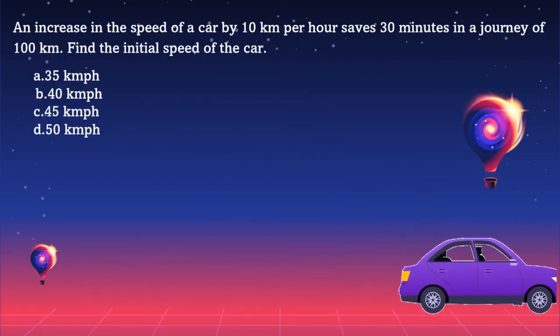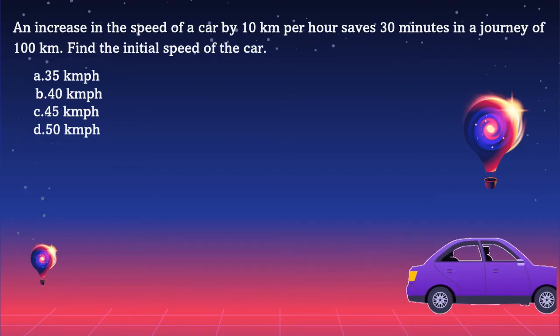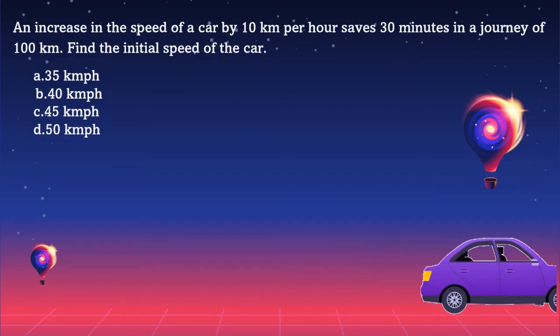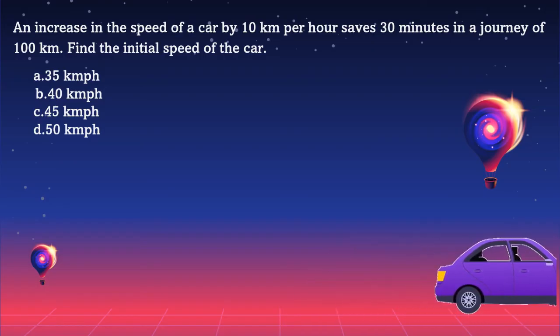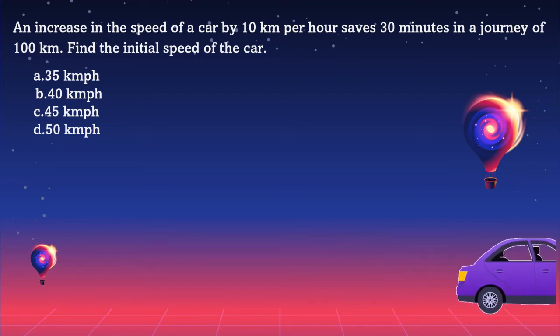Moving towards the next question: an increase in the speed of a car by 10 km per hour saves 30 minutes in a journey of 100 km. Find the initial speed. The conventional method is that 100 kilometers is your fixed distance. The distance is never changed.